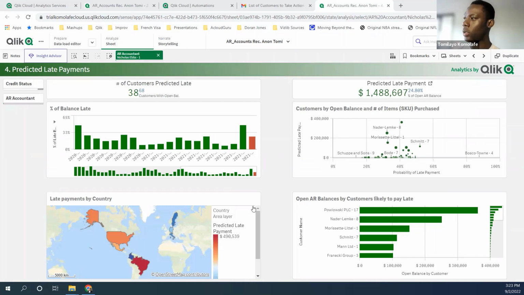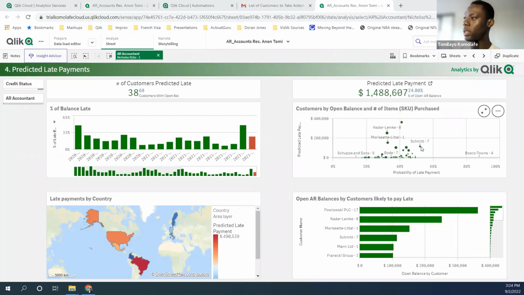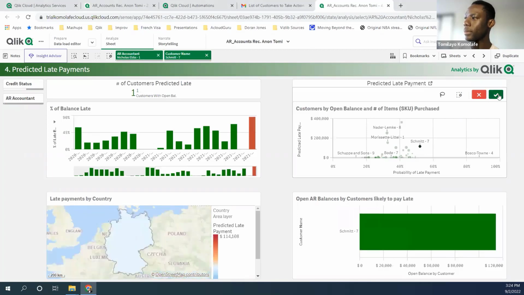Now, if you look into the top right, you might see this customer again show up, Schmidt 7. If you remember, this was the same customer that appeared in the email he received, where there was a credit status put as on hold. So I'm going to select this customer to understand a bit further what's going on.